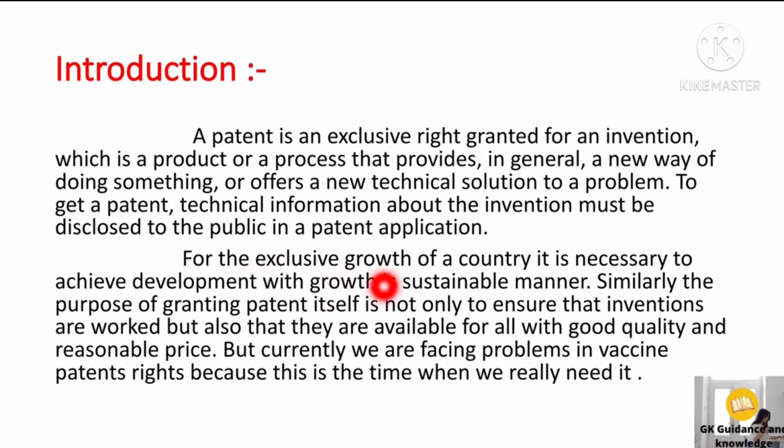For the growth of a country, it is necessary to achieve development in a sustainable manner. Similarly, the purpose of granting patents is not only to ensure that inventions are worked, but also that they are available to all, with good quality and at a reasonable price. But currently we are facing problems with vaccine patent rights, because this is the time when we really need it.